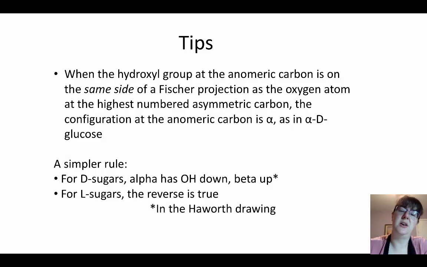Here are those tips. This is also going to include the tip for a Fischer. When the hydroxyl group on the anomeric carbon is on the same side as the oxygen on the highest numbered asymmetrical carbon, that's how you know that it's alpha. But again, I prefer the simpler rule that we covered.